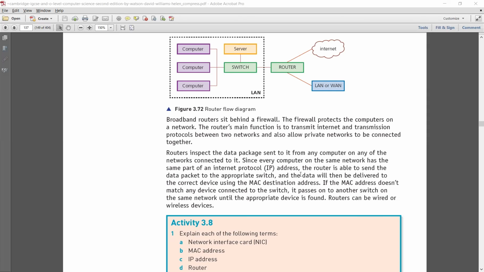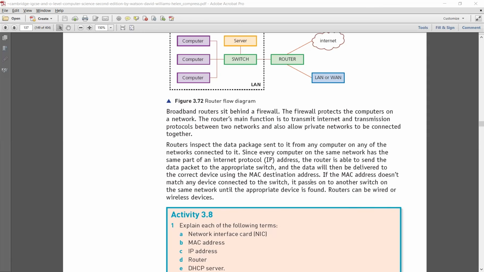They are inspecting the data packet sent to it from any computer on any of the networks. Since every computer on the same network has the same part of an IP address, the router is able to send the data to the appropriate switch. Now, this is very important. They're intelligent. They know which device should be accessed at what time.